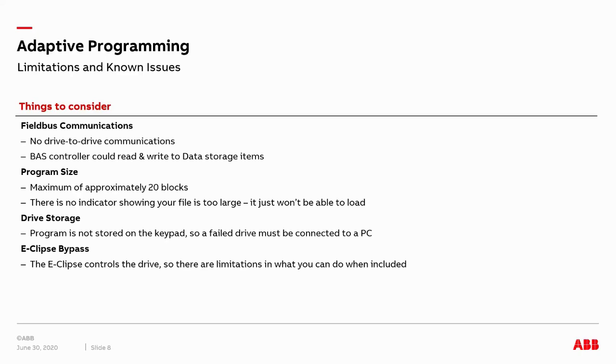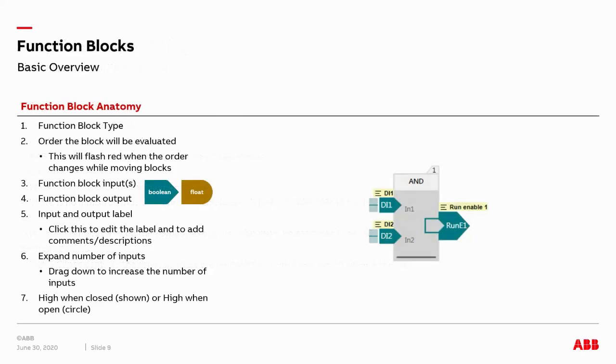And then any of the HVAC folks out there using Eclipse bypass, you know that we talk to the drive using the Eclipse itself. That's all done over Modbus. Essentially, because the Eclipse is controlling everything, there are extreme limitations on what you can do when an Eclipse bypass is included with adaptive programming. You can add some extra functionality to the drive, but just beware that if the Eclipse itself is doing some of the control, there's really not a big, easy way to override what the Eclipse is trying to tell the drive to do.